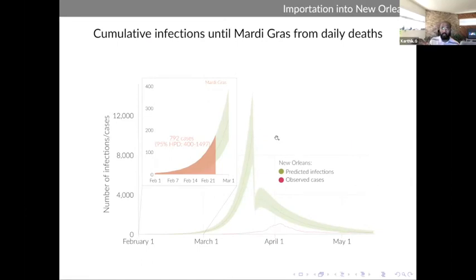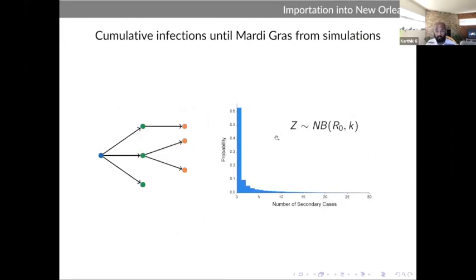Now, this model is completely unaware of a large event like Mardi Gras actually happening. So we took this cumulative number from here, and we know that there was a single introduction of the virus into New Orleans. So then we simulated the number of cases over 4 generations, starting from February 11th until the day of Mardi Gras.